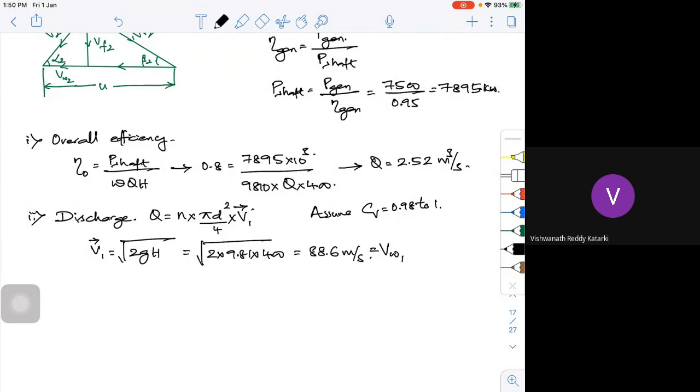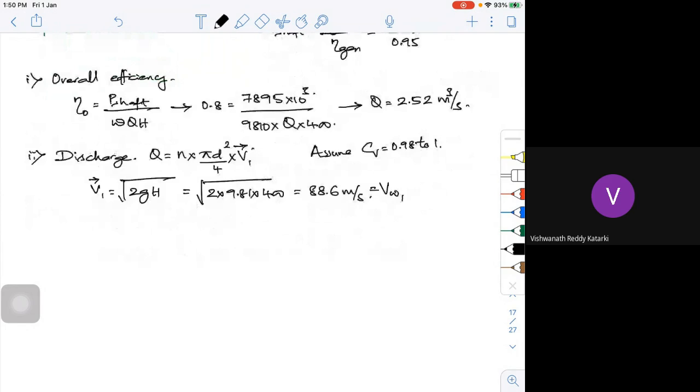Now, what is your Q value? Q is 2.52, as we just found. Substituting these values in my discharge formula, Q is 2.52. Here the number of jets is 2. Pi D is what I am supposed to find, into V1, which we just found as 88.6.